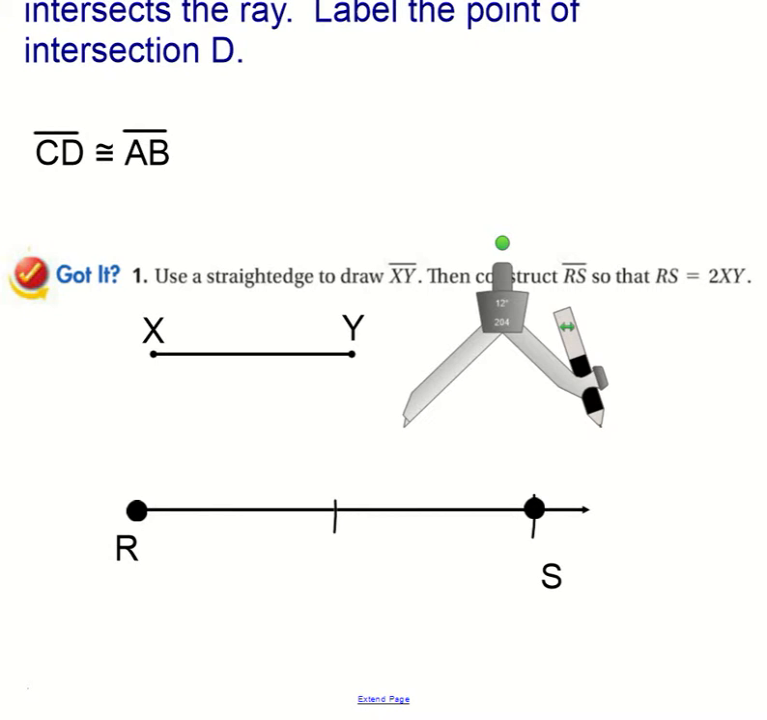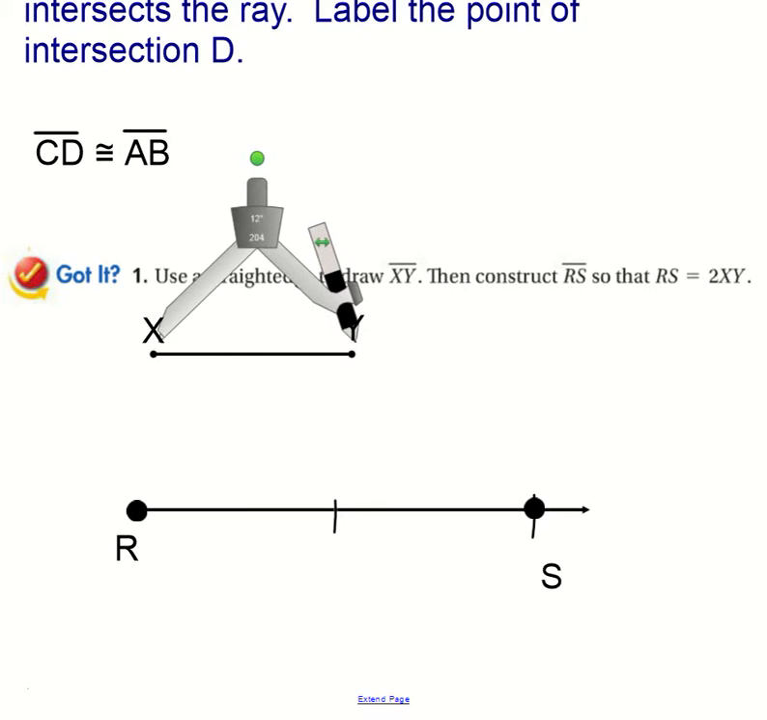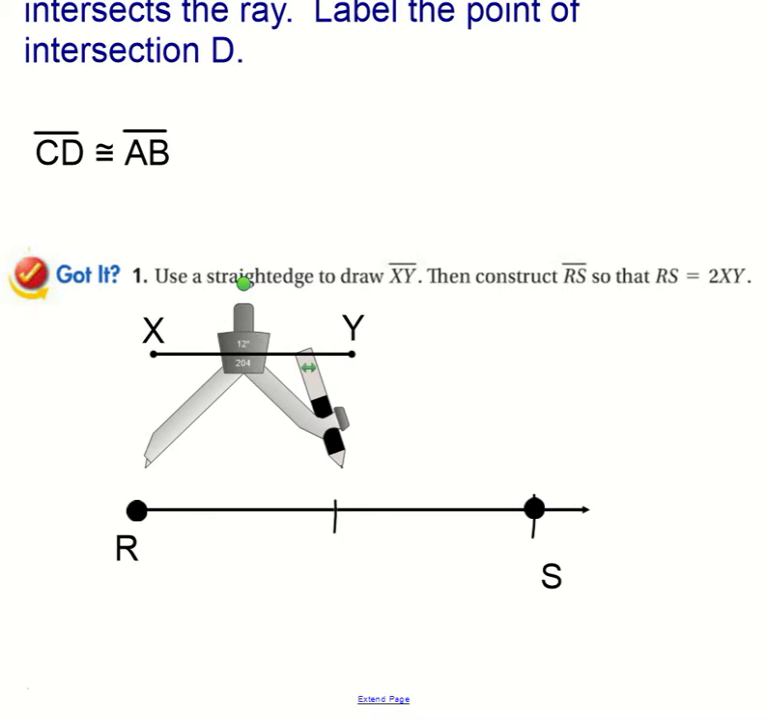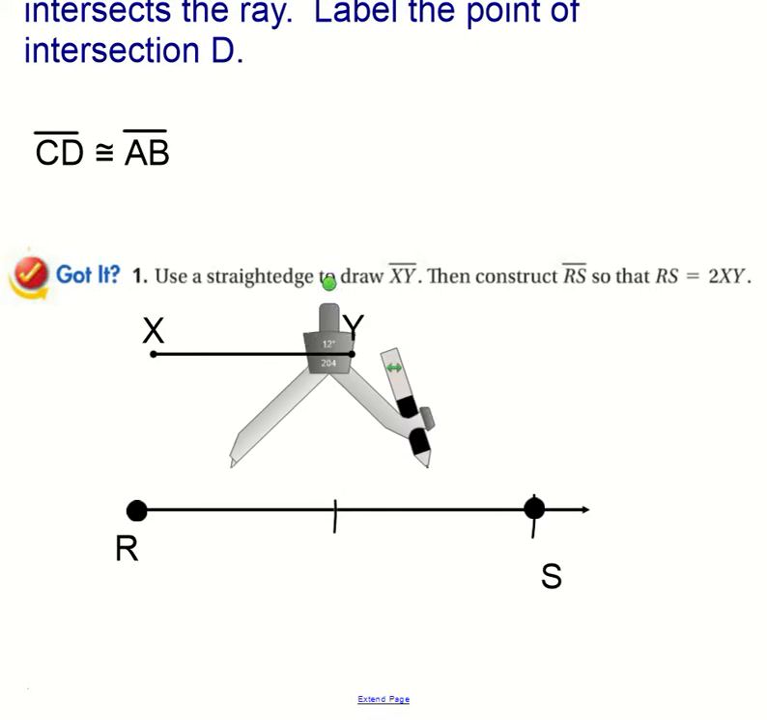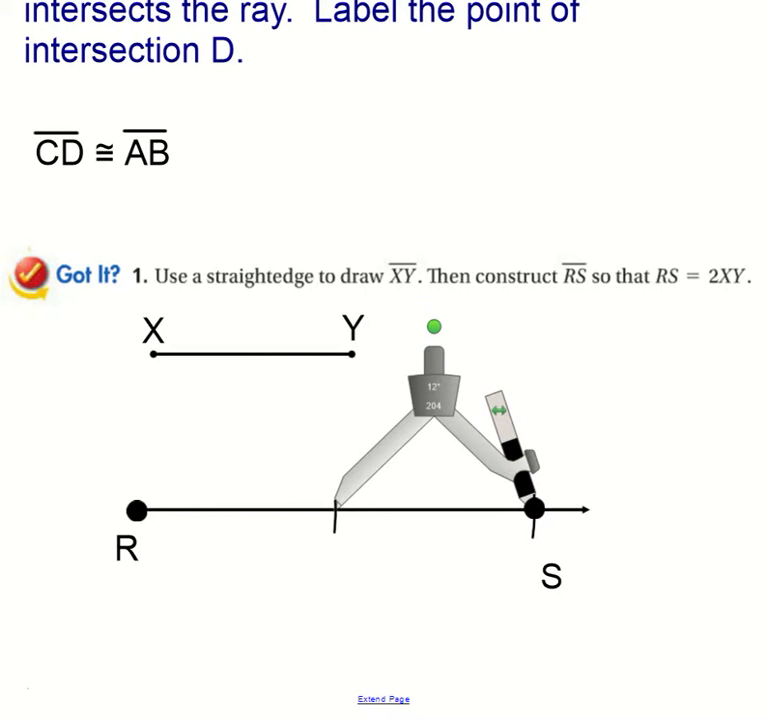All right, so you can see I made my line segment XY, and then I took my compass and lined it up on X and on Y, so I knew how long that segment was. Then I drew a ray R, putting a big dot there, and I copied that measurement down onto the ray. Since it needs to be twice as big as XY, I did that again. I moved my compass down and copied it down, and then I put a dot where the arc and the ray intersected.